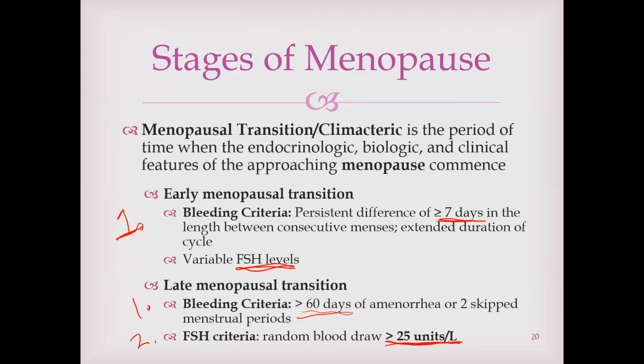So just to remind you, bleeding criteria is our primary criteria. It can stage early menopausal transition when menses delays 7 days or longer, and then when the delays are at least 60 days apart between periods, then we would call that late menopausal transition, and we can back that up with an FSH criterion using an FSH level of greater than 25 being diagnostic of late menopausal transition.